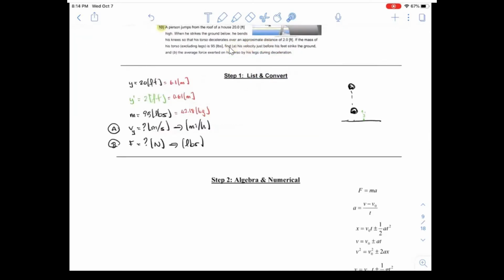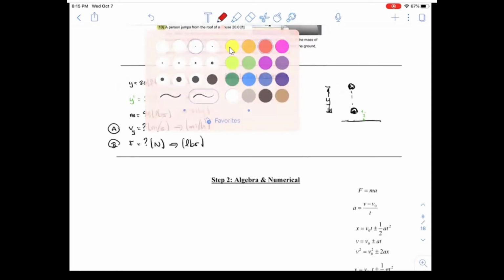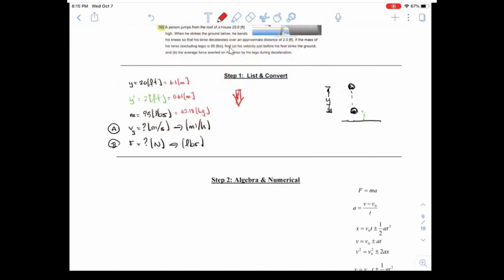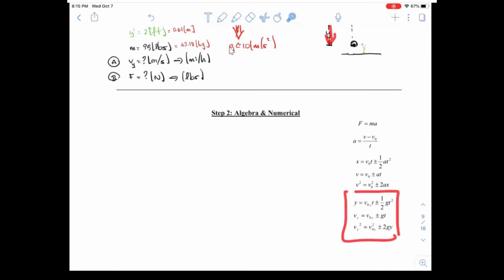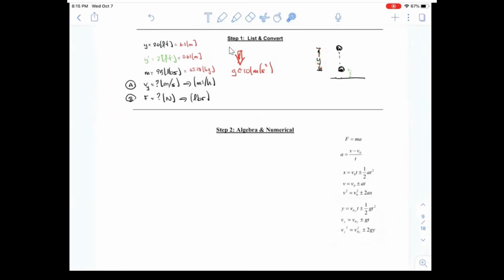This distance is the distance along y, and that's happening under the influence of gravity. Gravity is the only force acting in free fall. Yes, this portion is free fall. So these are the equations. That portion is free fall.